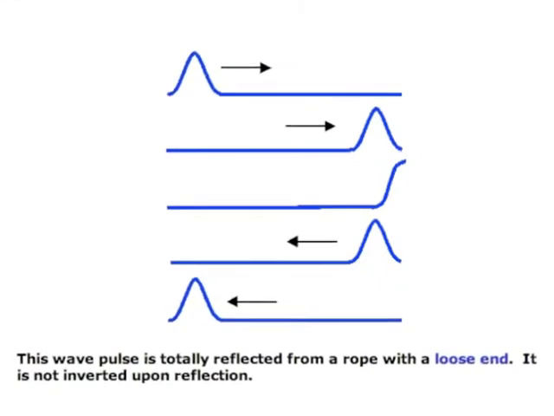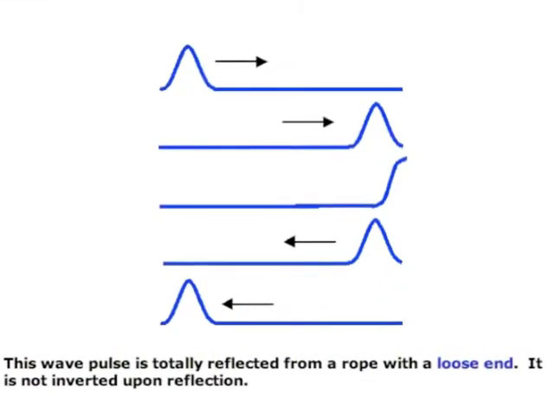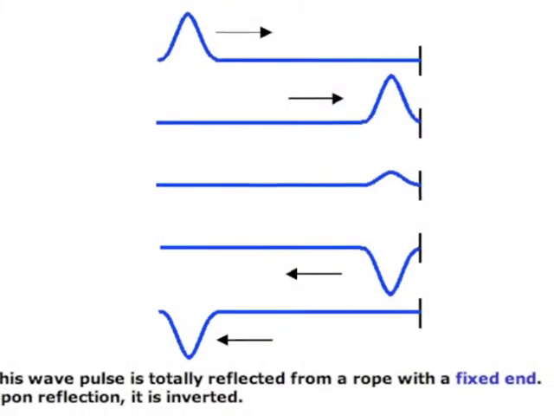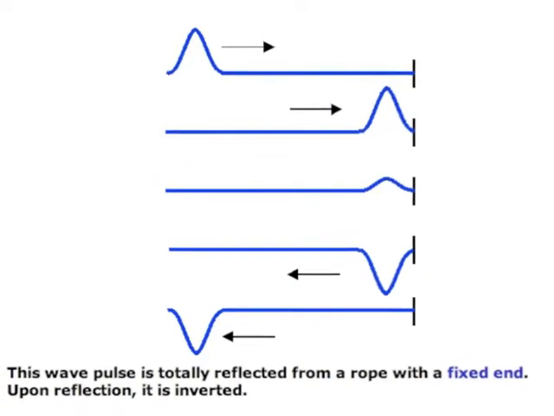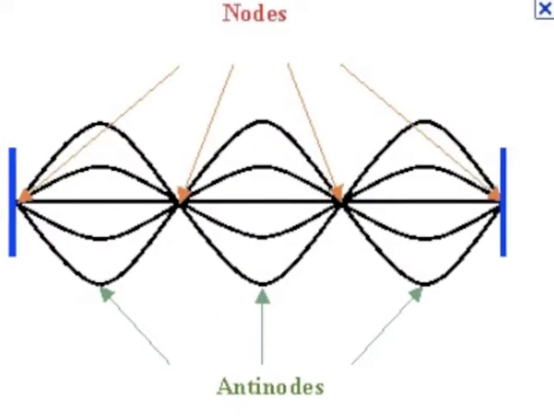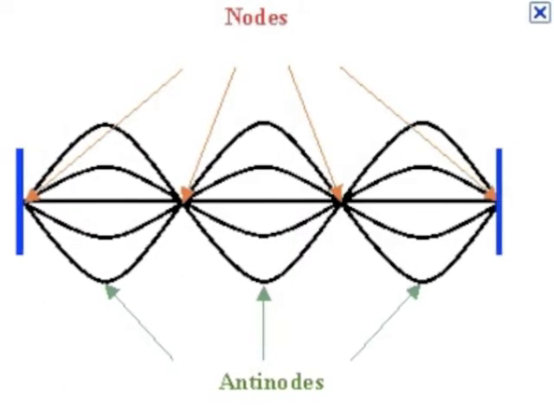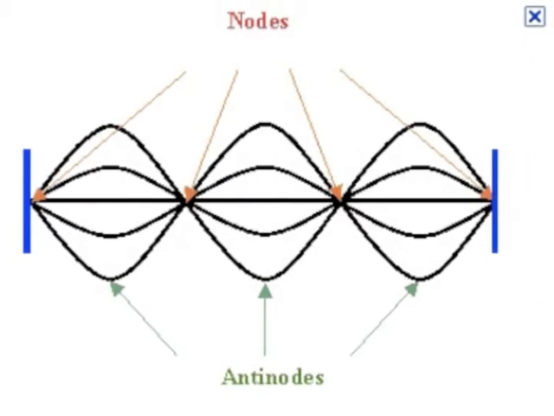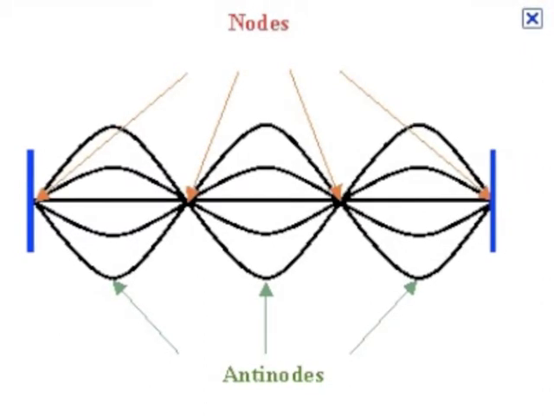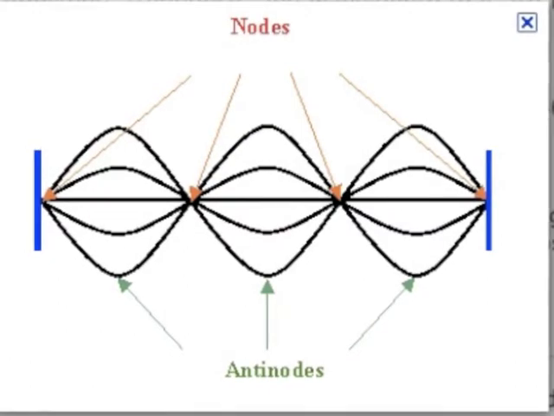When a pulse travels down a rope whose end is free to slide up, the pulse is reflected from the free end. When a pulse travels down a rope that is fixed at one end, the reflected pulse is inverted. This is a standing wave, a resultant wave pattern that appears to be stationary on the string, and here we see nodes, the points at which complete destructive interference happens, and these are antinodes. Midway between two adjacent nodes, the string vibrates with the largest amplitude.